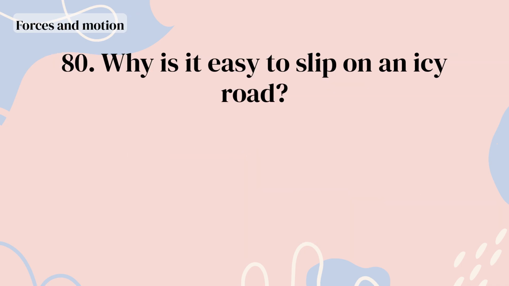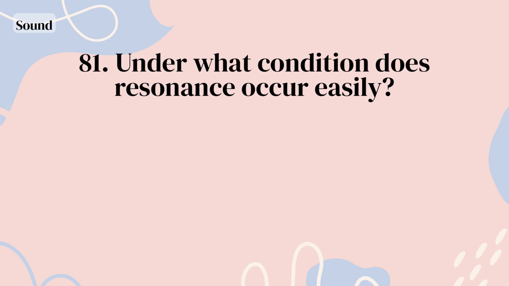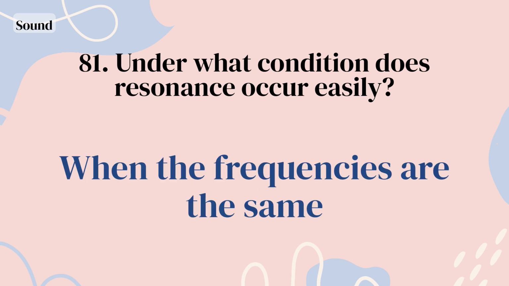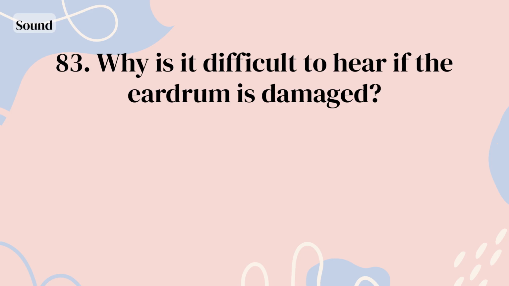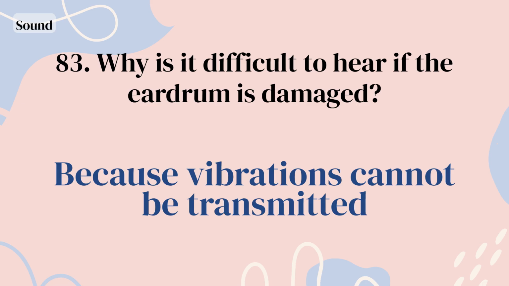Why is it easy to slip on an icy road? Because friction is low. Under what condition does resonance occur easily? When the frequencies are the same. By what phenomenon is an echo produced? Reflection. Why is it difficult to hear if the eardrum is damaged? Because vibrations cannot be transmitted.